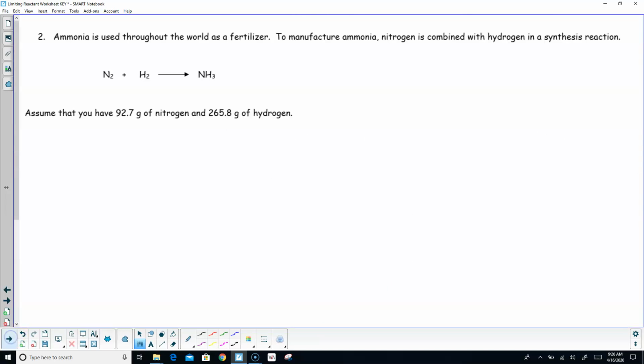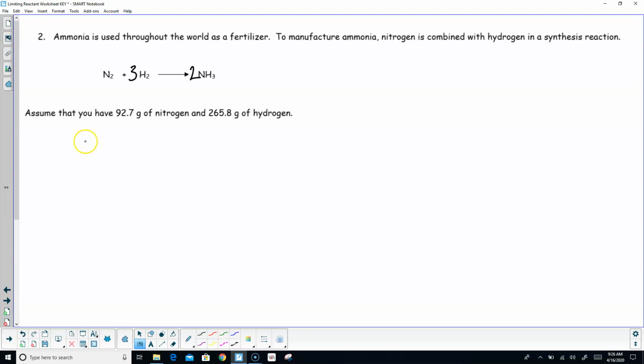Okay, let's do the next one. Ammonia is used as a fertilizer. To manufacture ammonia, nitrogen is combined with hydrogen in the following synthesis reaction. To balance this, we're going to put a 3 here and a 2 here. Assume we have 92.7 grams of nitrogen and 265.8 grams of hydrogen. So we're going to do the same thing: limiting reactant, excess reactant, how much excess remains, and the grams of ammonia that are produced.